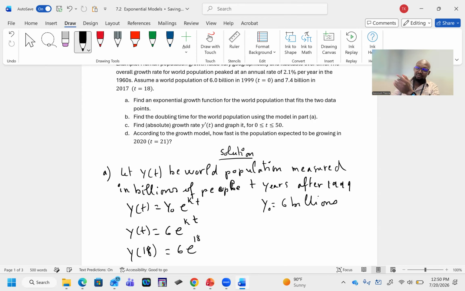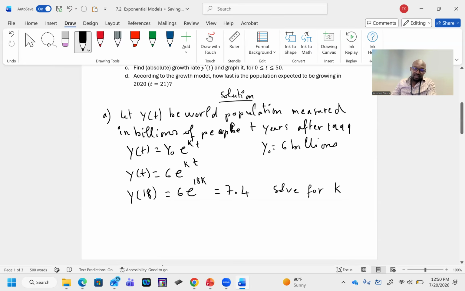k18 is the same thing as 18k, but 18k sounds better. But at 18 years, what is the population? 7.4. So that's equal to 7.4. So we have to solve this one for k now. Solve for k. So of course, to solve this for k, we have 6e to the power of 18k is equal to 7.4. We divide both sides by 6. So e to the power of 18k would be equal to 7.4 divided by 6, right?